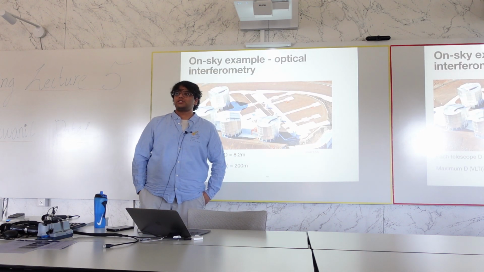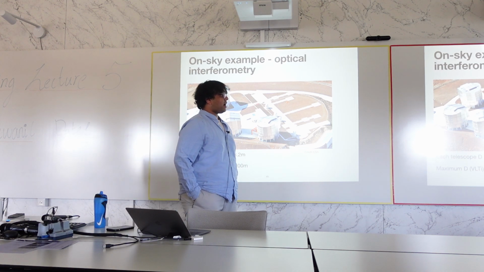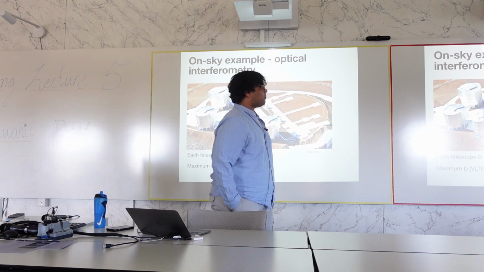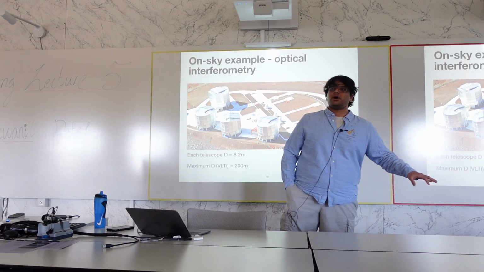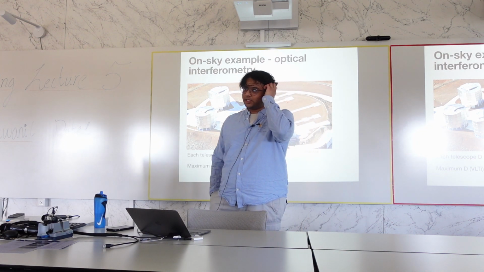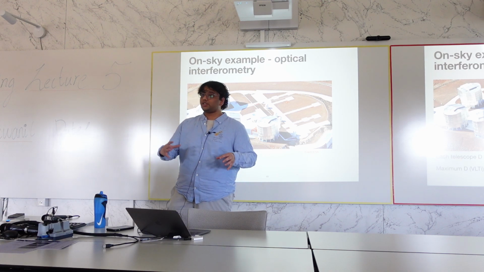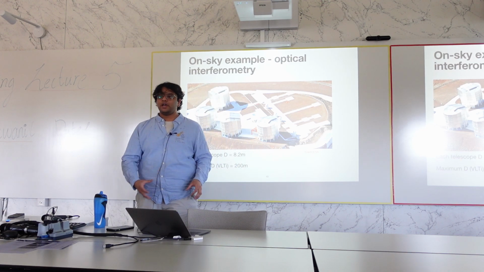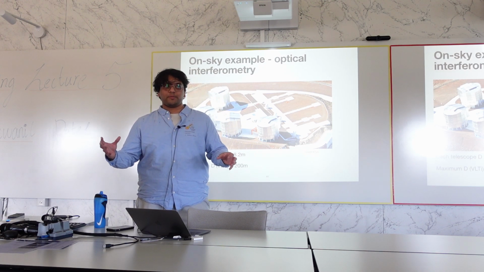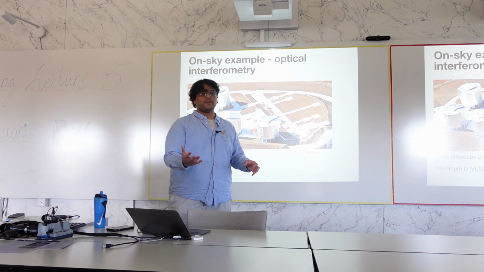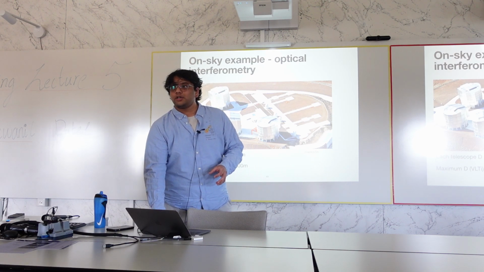So moving on to some on-sky examples, which is the VLTI in Chile. We have this optical interferometer where we are using these 4 telescopes, each of size 8.2 meters, and we can combine the light from each of these 4 telescopes and make the effective size of your telescope up to 200 meters. So you're basically having a big telescope, as we similarly did for the radio interferometer, where we made the telescope the size of the Earth basically. So how are we doing this?